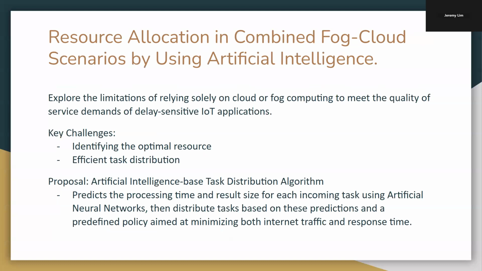The last paper deals with resource allocation in combined fog-cloud scenarios by using artificial intelligence. It explored the limitations of relying solely on cloud or fog computing to meet the quality of service demands of delay-sensitive IoT applications, with the key challenges of identifying the optimal resource and efficient task distribution. The proposal was an artificial intelligence-based task distribution algorithm that predicts the processing time and result size for each incoming task using artificial neural networks, then distributes tasks based on these predictions and a predefined policy aimed at minimizing both internet traffic and response time.